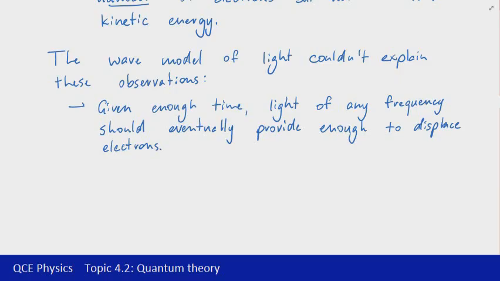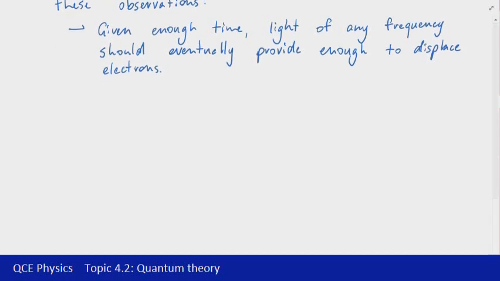The second aspect is light of any frequency. The idea of a threshold frequency isn't relevant if we're dealing with light as a wave, because any frequency should be able to provide enough energy given enough time that the electrons should then be able to be ejected. So there's the first flaw with the wave model in explaining this phenomenon.